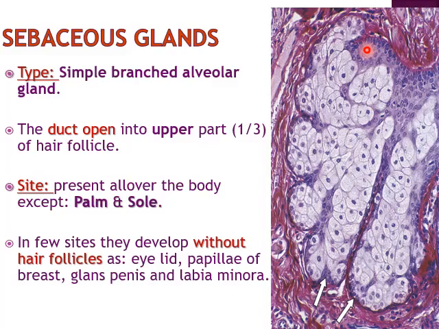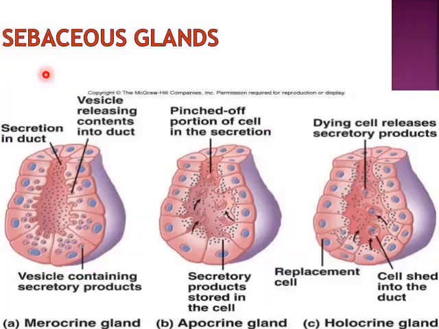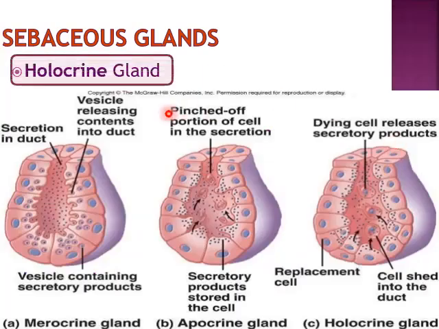In a few sites they develop without a hair follicle, as in the eyelid, papillae of the breast, glans penis, and labia minora. The sebaceous gland releases its secretion by the holocrine way, so it is considered a holocrine gland. As here, the cell starts to accumulate the sebum or the secretion inside it until the cell becomes full of the secretion, and the cell itself sheds into the duct of the sebaceous gland.